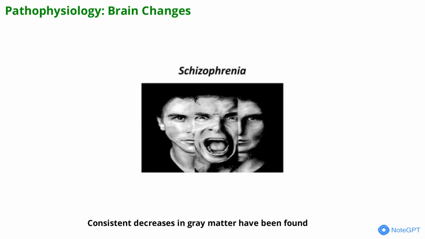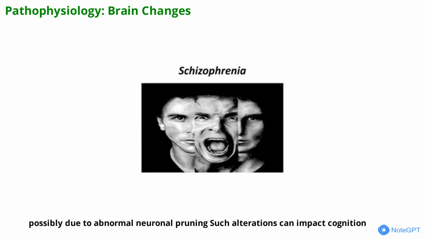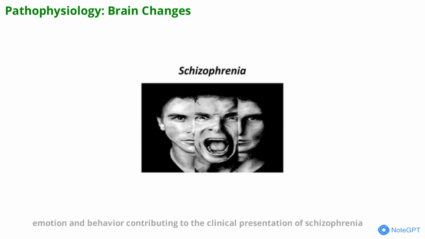Persistent decreases in gray matter have been found in several brain regions of individuals with schizophrenia, including the frontal lobes, cingulate gyri, and medial temporal areas. There is also an increase in ventricular size and a decrease in white matter in the corpus callosum. These changes reflect a reduction in axonal and dendritic communication between neurons, possibly due to abnormal neuronal pruning. Such alterations can impact cognition, emotion, and behavior, contributing to the clinical presentation of schizophrenia.